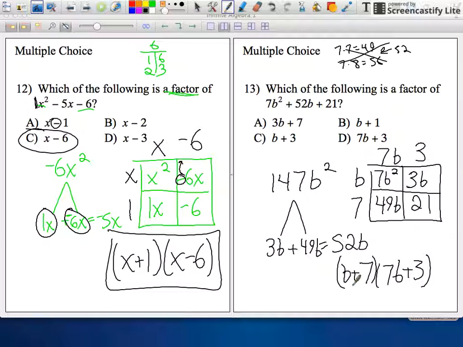And the only one of those that shows up is, ooh, careful. I almost circled this. I saw the 3 and the 7 and the b in there. I was like, ooh, there it is. Nope. 7b plus 3.